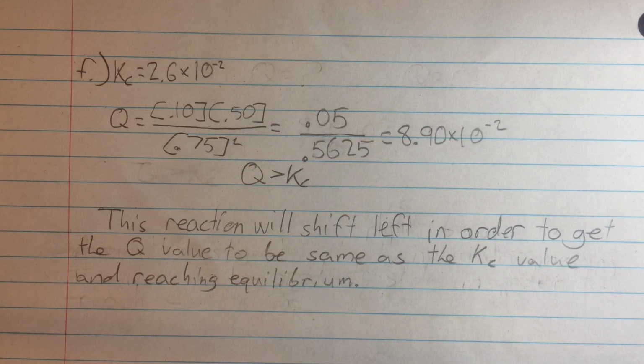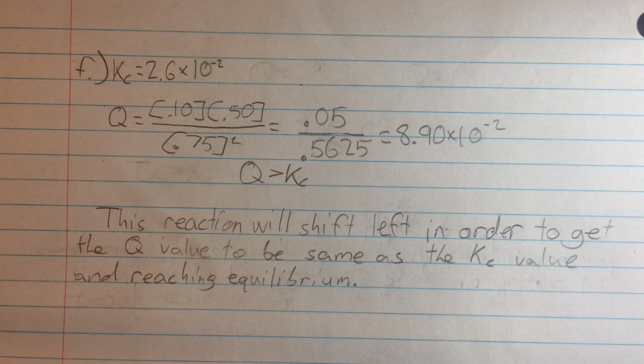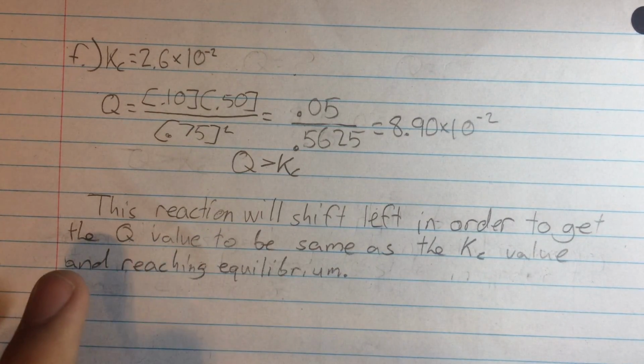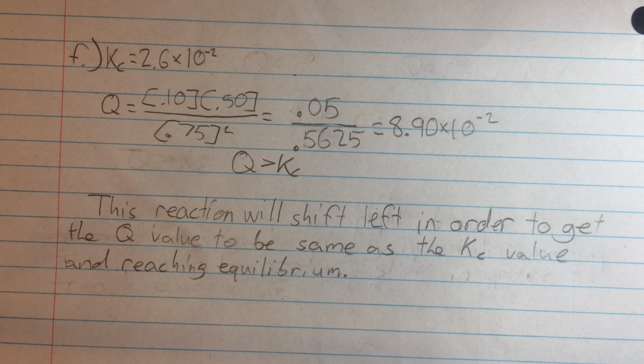So it asks us to determine which direction the reaction will need to shift to reach equilibrium, and whether the equilibrium concentration of HI will be greater than, equal to, or less than the initial concentration. So we've already said that it's greater than. So this reaction will shift left in order to get the Q value to be the same as the Kc value, which will be needed to reach equilibrium.